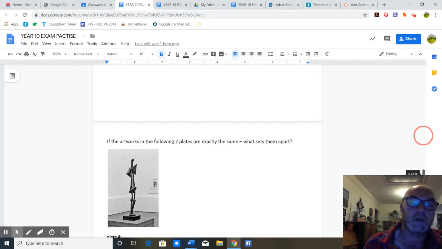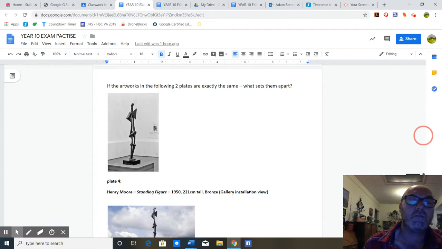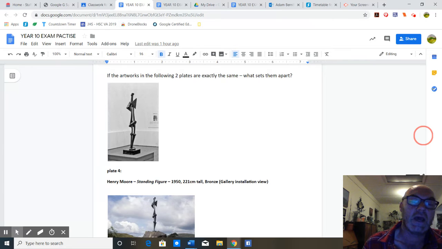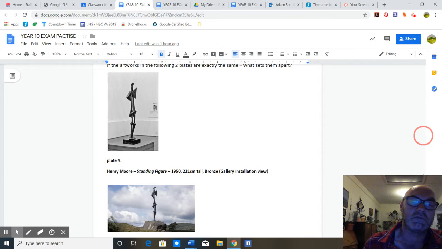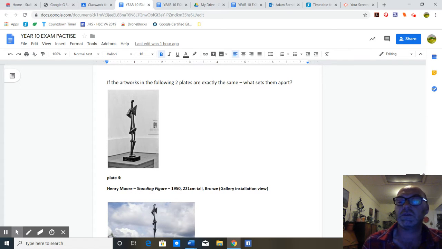Good clue so far. Third question. If the following artworks are exactly the same, what sets them apart? Ask yourself that question. What is the difference between these two artworks?